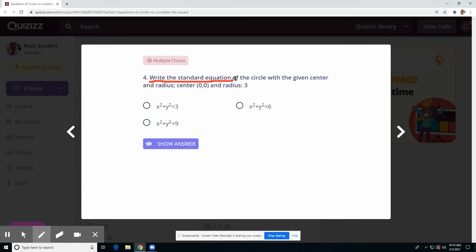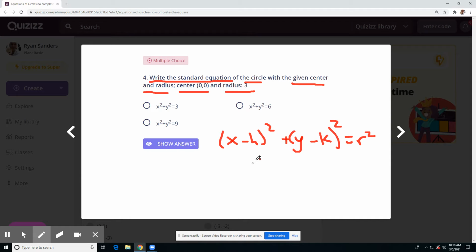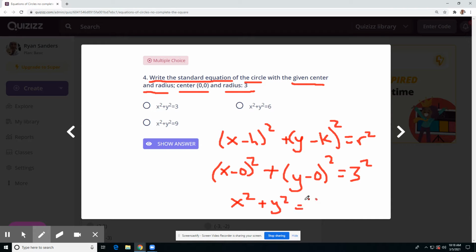Write the standard equation of a circle with the given center and radius. All right, the center is (0, 0), radius 3. So that would be (x - h)² + (y - k)² = r². So these are zeros. So that's (x - 0)². Some of you can do this one in your head, but it's just nice to see the work. And the radius is 3 squared. We don't need the zeros. 9 is the answer right there.